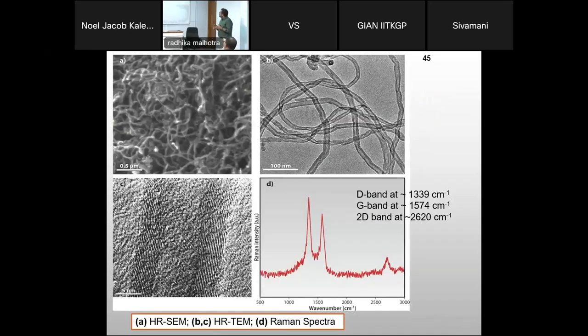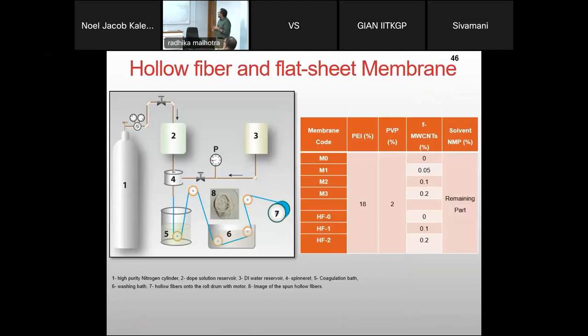So that was the first work. In the second work, we moved to the multi-walled carbon nanotubes, again oxidized basically to give you the negative charge. All these are just routine characterizations that we do.